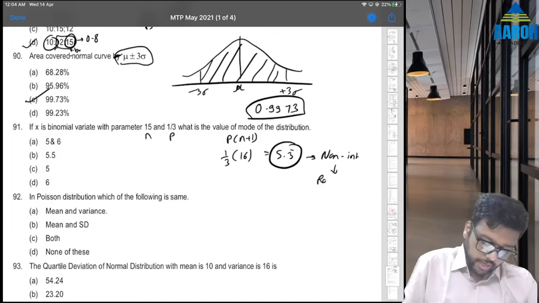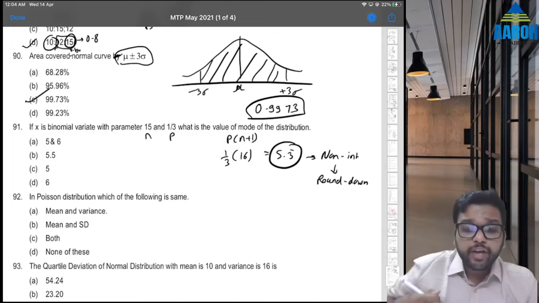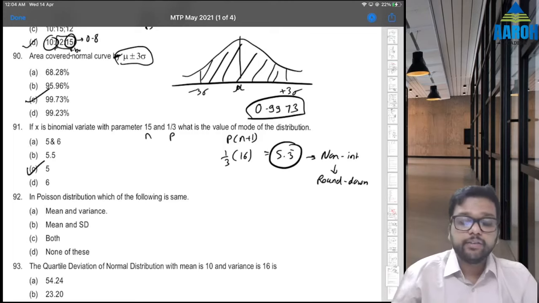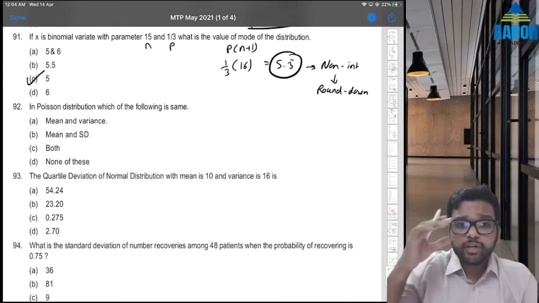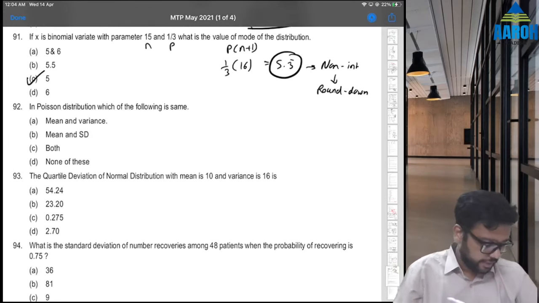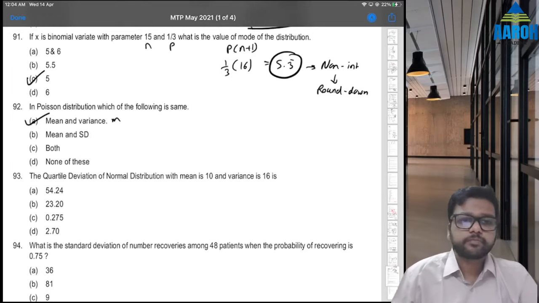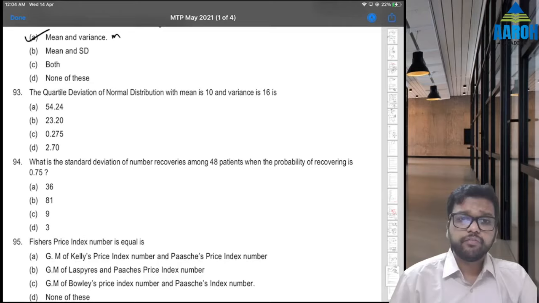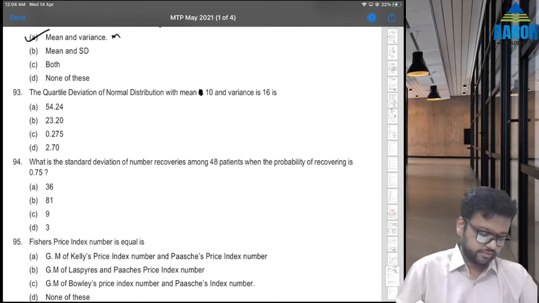We have to round it down. Round down always. So if we round down 5.3333, we'll get 5. So 5 is the answer. Option C. Next, in Poisson distribution, which of the following is same? Mean and variance both are M. वही parameter होता है.